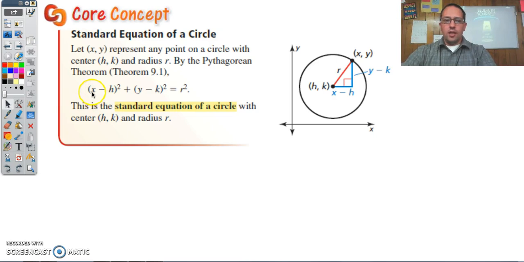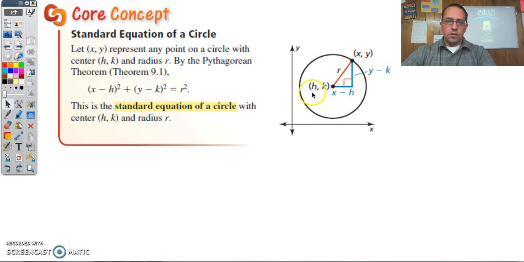It is (x minus h) squared plus (y minus k) squared equals r squared. This is derived using the Pythagorean theorem, because the radius is the same all the way around. So usually it's the distance formula, and the distance formula is going to be the same all the way around, no matter what x or y is. It's going to be the same.